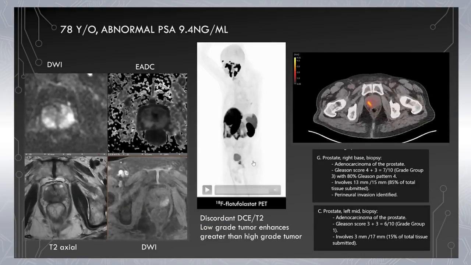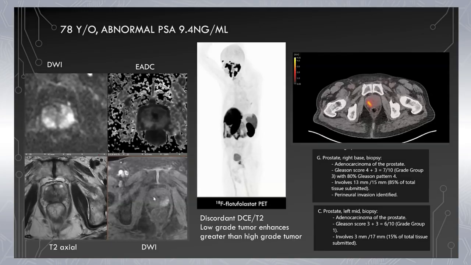So this is a 78-year-old with an abnormal PSA, 9.4 nanograms per cc. Let's look at this patient's MRI. DWI demonstrates abnormal DWI restricted signal throughout the entire peripheral zone. And similarly, we see it on ADC, but it's a little bit inhomogeneous, a little bit patchy. When we look at the T2 axial images, we see that it's really markedly abnormal T2 confluent on the right, less confluent on the left. When we look at the DCE images, we see that the left side is enhancing intensely, but the right side is not showing any enhancement.